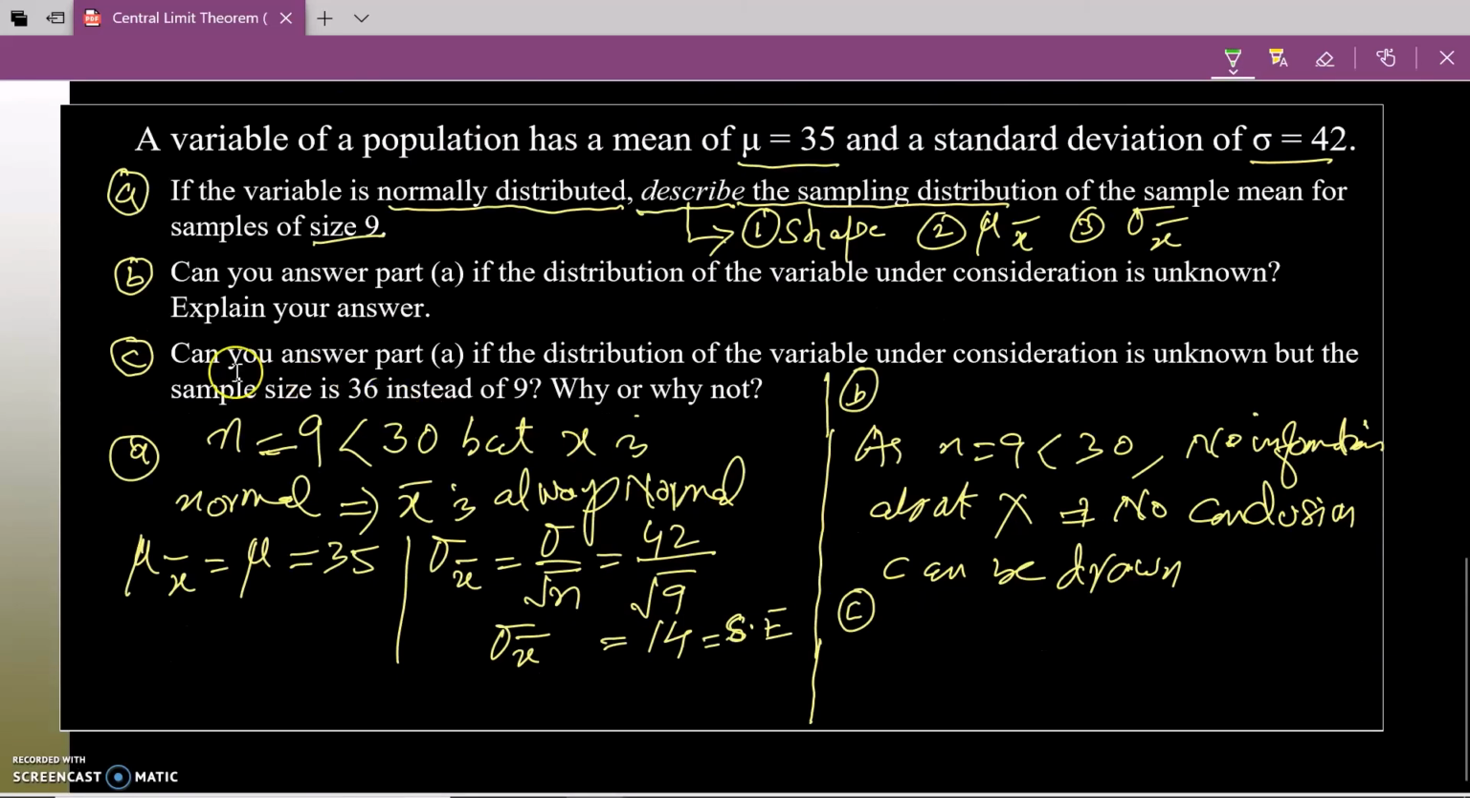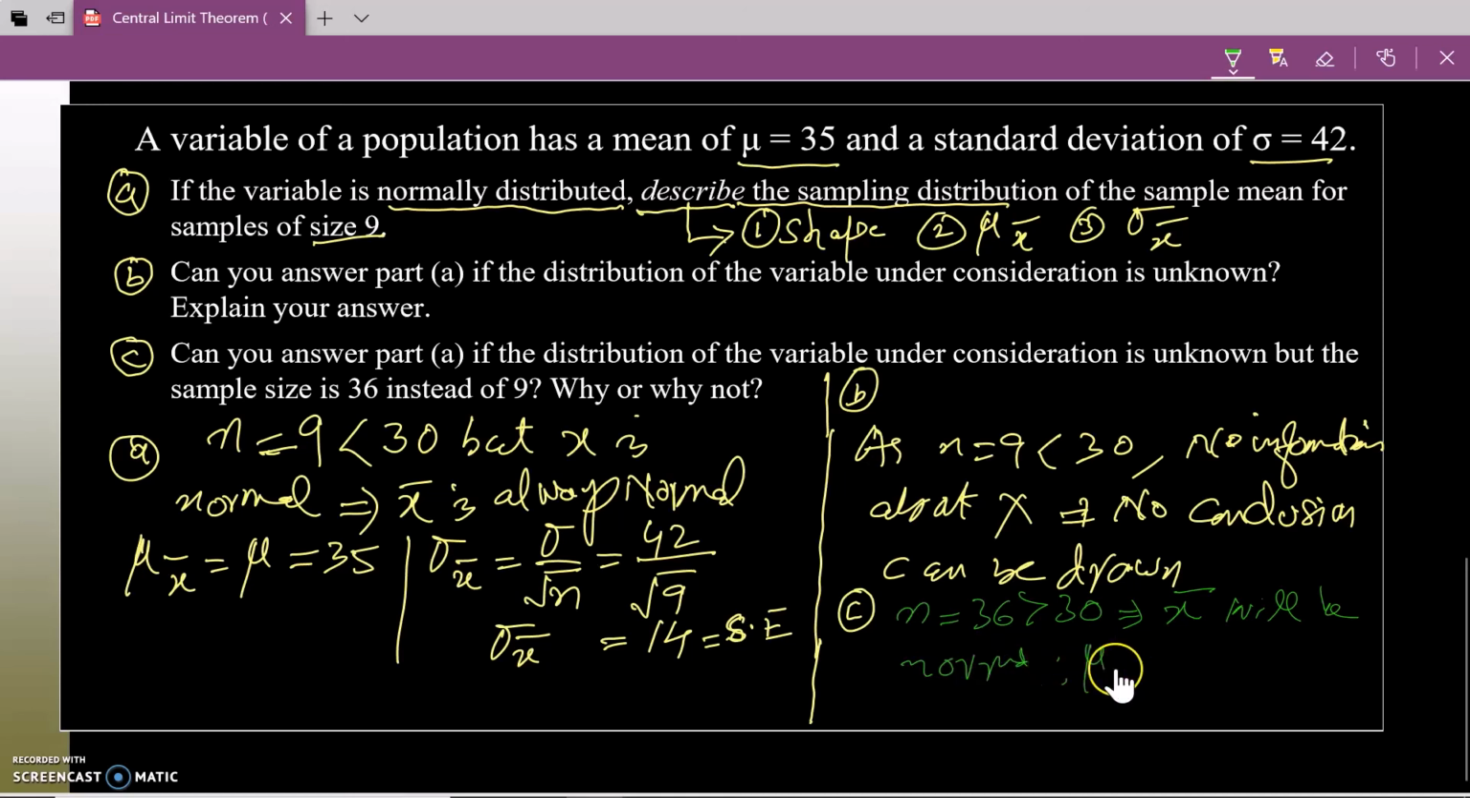Now look at part C. He's asking, can you answer part A if the distribution of the variable under consideration is still unknown, but the sample size is 36 instead of 9, why or why not? So now note that n is here 36, which is greater than 30. Now use your knowledge of the central limit theorem. We know that if the sample size is greater than 30, then the sampling distribution of sample mean is always normal. It means I don't care what the underlying distribution is, as the sample size is sufficiently large, the sampling distribution will be normal.